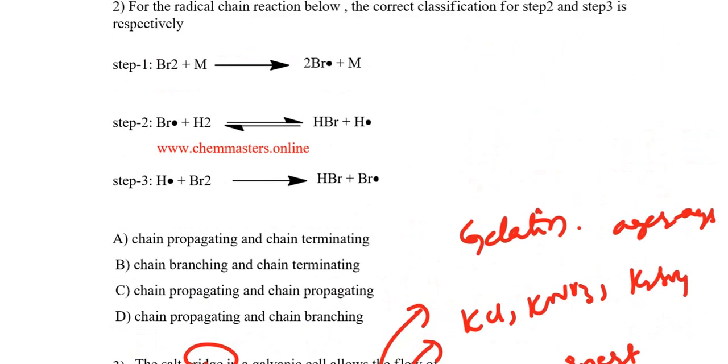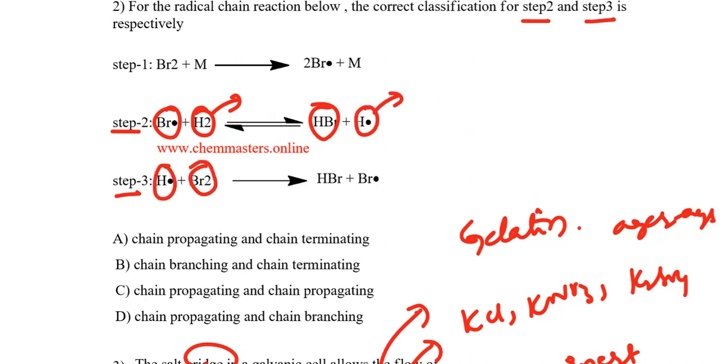And next question: for the radical chain reaction below, the correct classification for step 2 and step 3 respectively. Let's just look at step 2 and step 3 here. So the bromine radical, whenever reacting with molecular H2 or hydrogen, produces HBr, and I am producing a hydrogen radical which is going to react with a bromine molecule, producing HBr and bromine radicals. So these radicals can again and again be involved in the making of HBr.